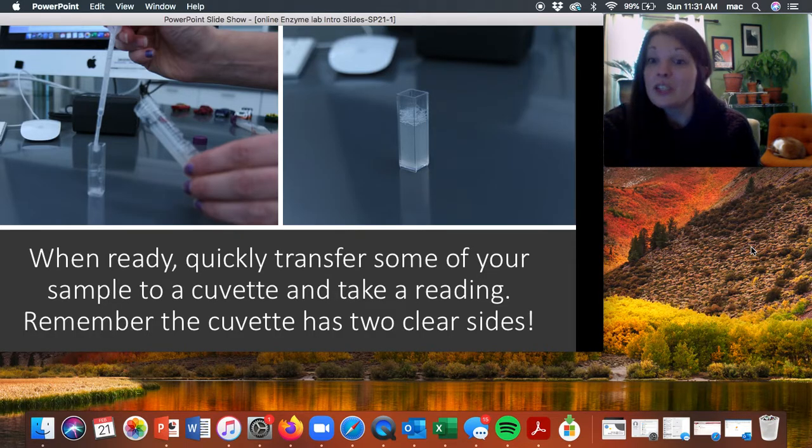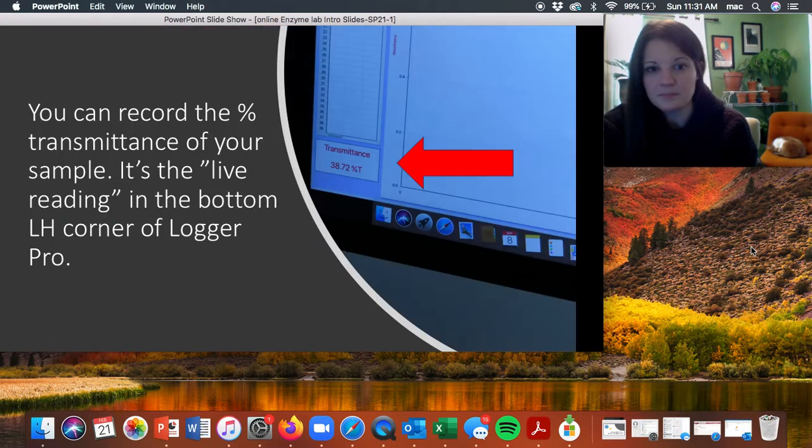And whenever you have low transmittance, it means your enzyme is working because it has turned brown. So just be careful with that interpretation in your lab summary at the end. So you can record the transmittance.